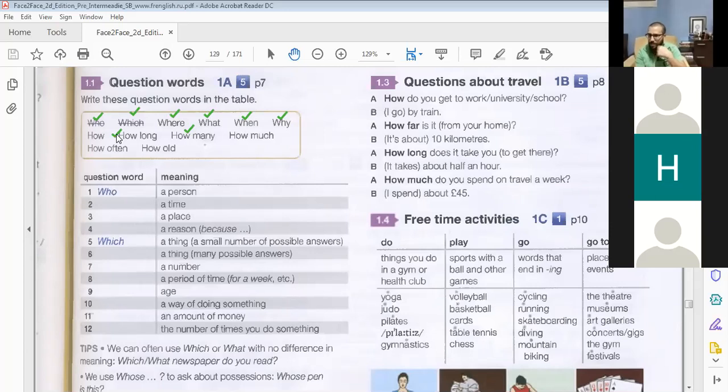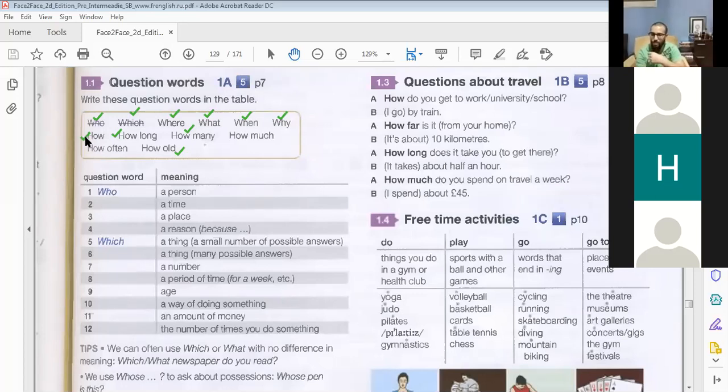All right, age. I think this one is easy. Everybody knows this. For age. How old? Correct. How old is right. A way of doing something. If you want to know the way of doing something, yeah, how? It's hard to explain. How, actually, because how shows you the way of doing something.